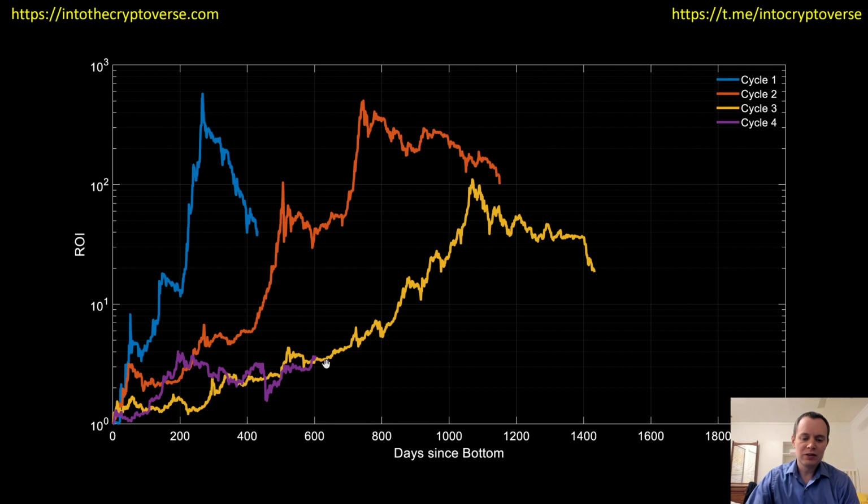Now, so far, we're actually where we were last cycle. You can see that our market cycle ROI from market cycle bottom is currently around 3.5x or so after 600 days, which coincidentally was exactly where we were during the last market cycle. So for those people who are really hoping we see something similar to last time, it's a tall order for Bitcoin to continue to go parabolic this quickly.